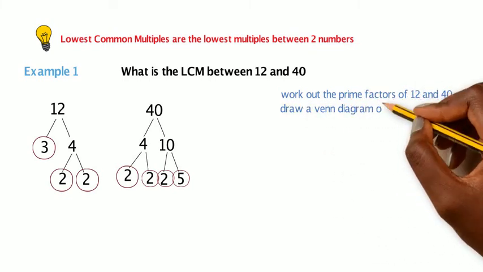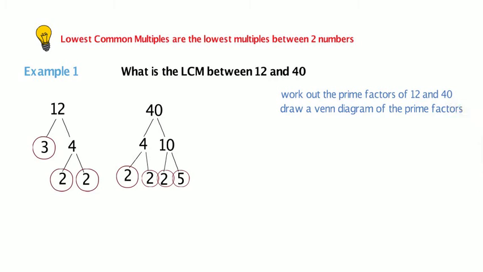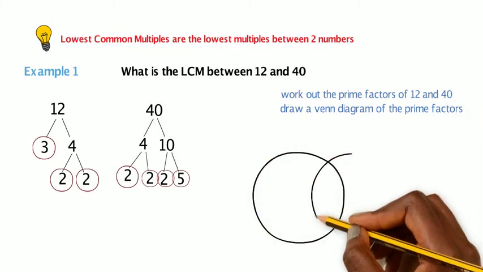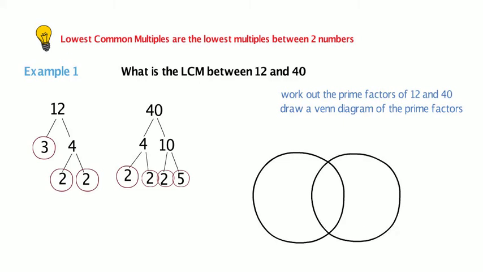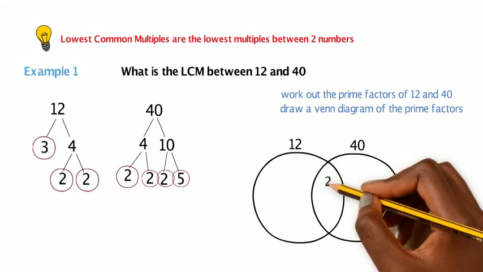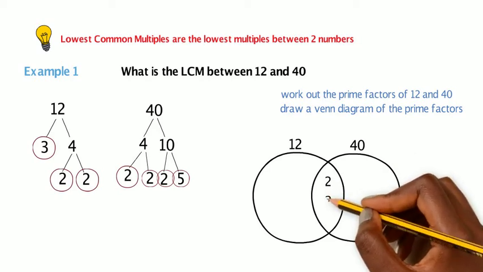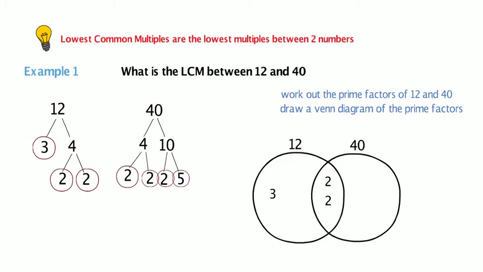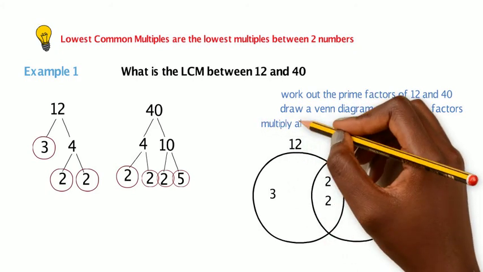So then draw a Venn diagram of the prime factors. So we're drawing our Venn diagram and then label them just so you don't get confused. So 12 on one and 40 on the other. Doesn't matter, it can be vice versa. So because they have two 2's in common, we're going to put 2's in the middle. And then 3 on the side of 12. And then another 2 and a 5 on the side of 40.